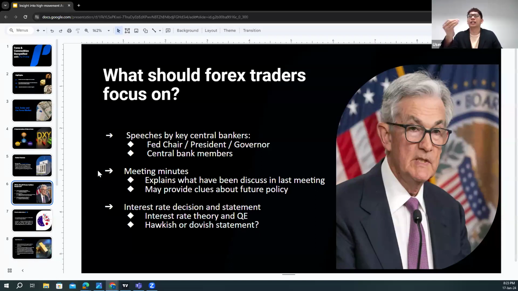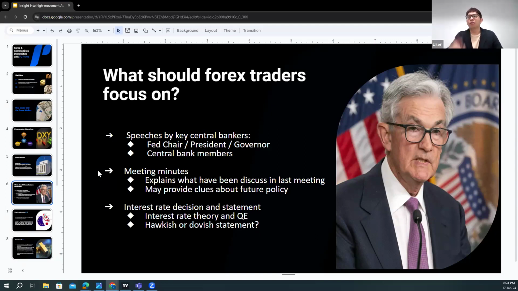Okay, and then lastly is the interest rate decision. Almost every month, but not exactly, because after the 30th of January, the next interest rate decision from the Federal Reserve will be in March. So they skip the February one. So it's almost every month, but it's not true.